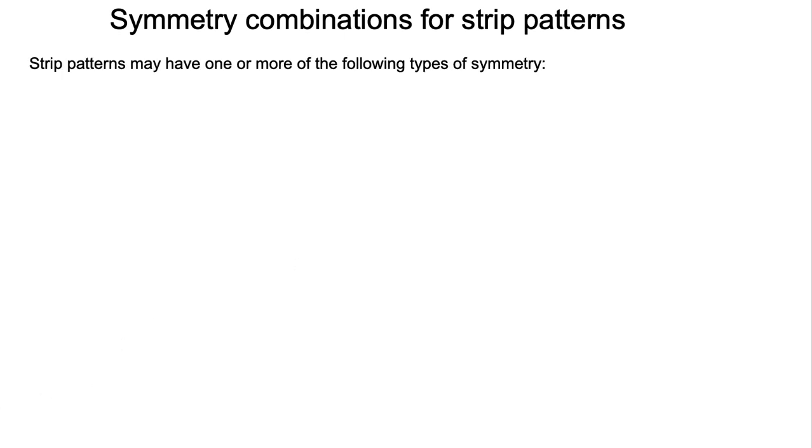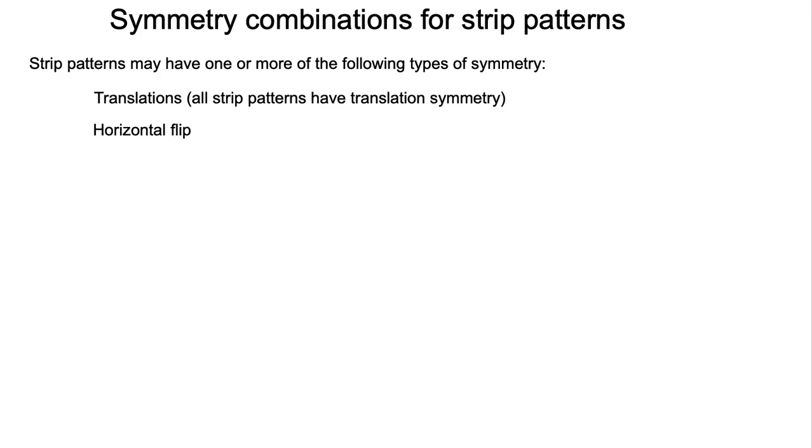to look at the kinds of combinations that particular strip patterns might have. As a start, what I want to do is remind you that strip patterns can have any one or more of the following types of symmetry. They can have translations. All strip patterns have to have translation symmetry, otherwise it's not a strip pattern.